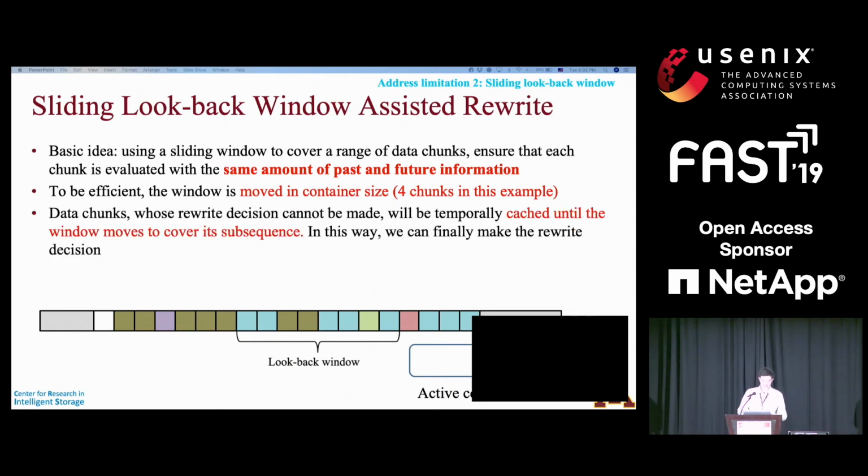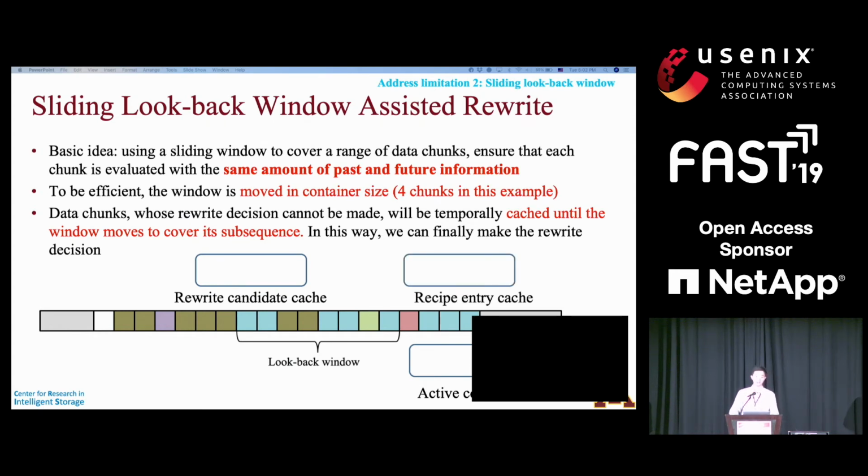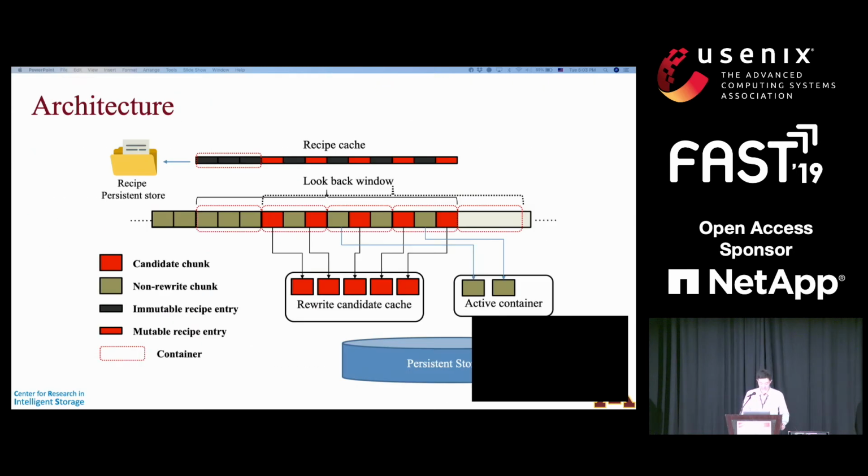The third thing is we have the look-back window, which means some of the chunks may be rewritten in the future. We cannot make the decision directly. So we need a candidate cache to hold those chunks that cannot get a final rewrite decision. And we need the recipe cache to tell you that those chunks are in the window, and if they are moved out, we will finally drop them. This is the architecture of our new design, and you can refer to the paper to see the details.